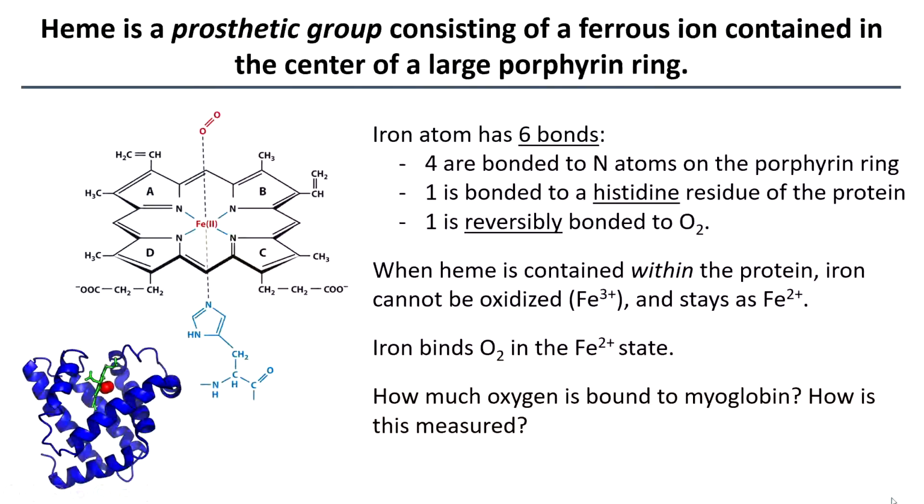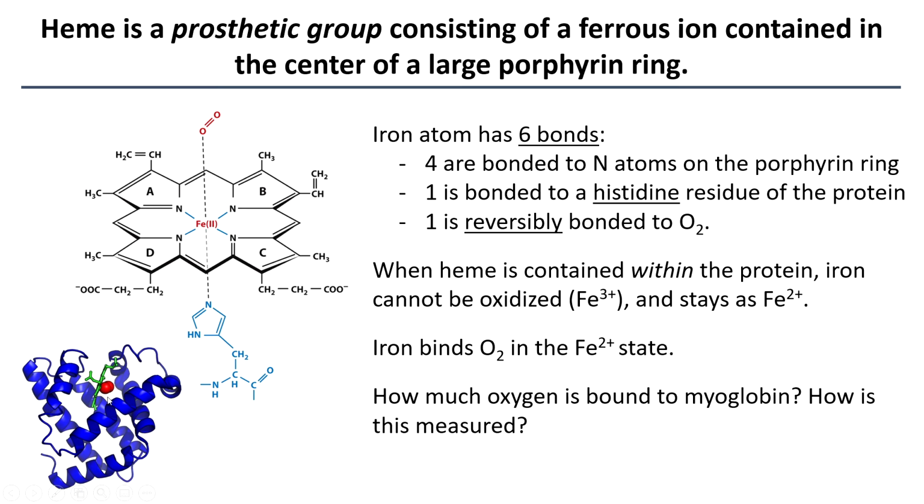Let's talk a little bit more about that heme group that I mentioned. So this is a prosthetic group. It consists of multiple porphyrin rings with a single ferrous ion contained in the center. So this iron atom has 6 possible bonds. 4 are bonded to these nitrogen atoms on the porphyrin ring, and that gives it some kind of structure. It gives it a place to sit, like a scaffolding.